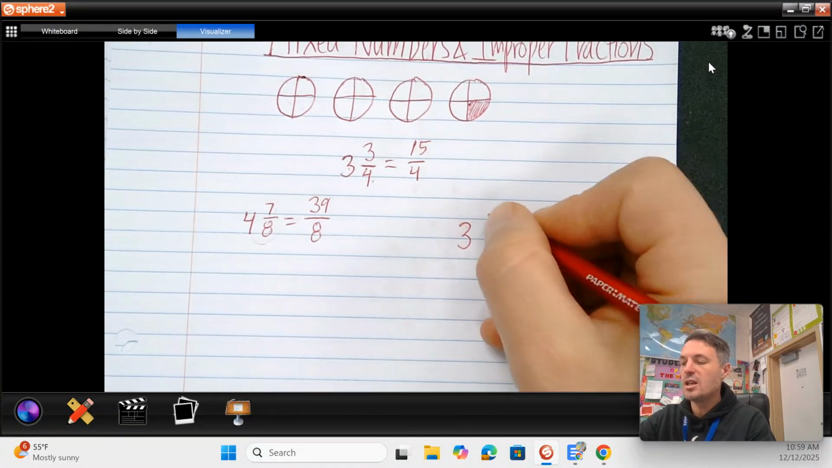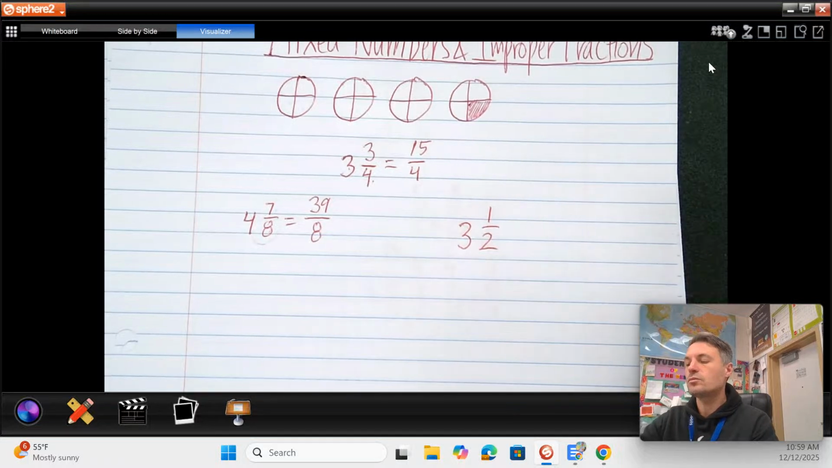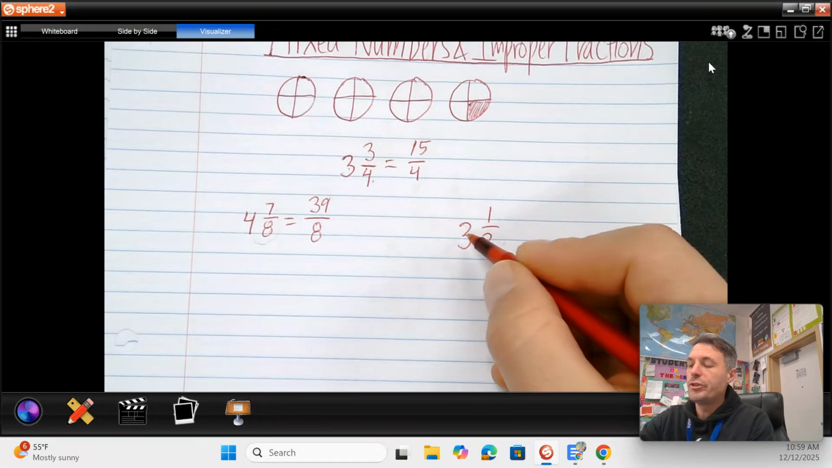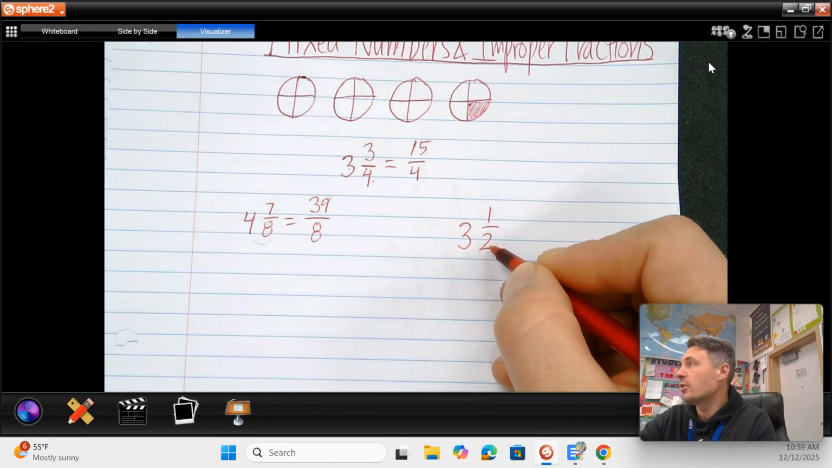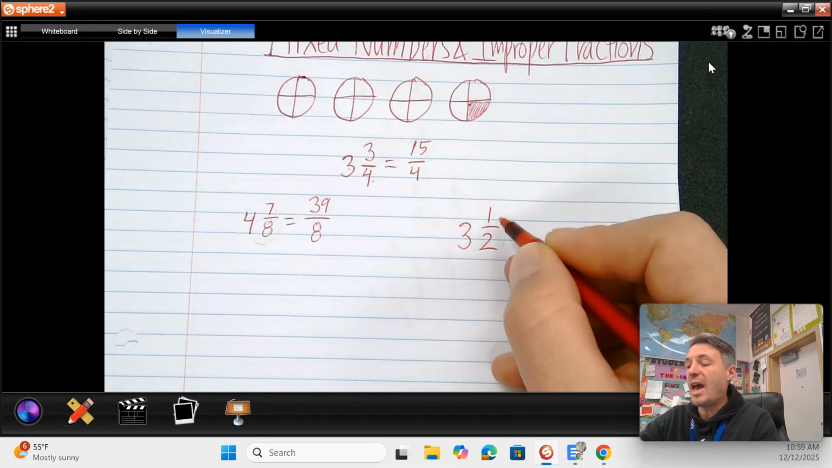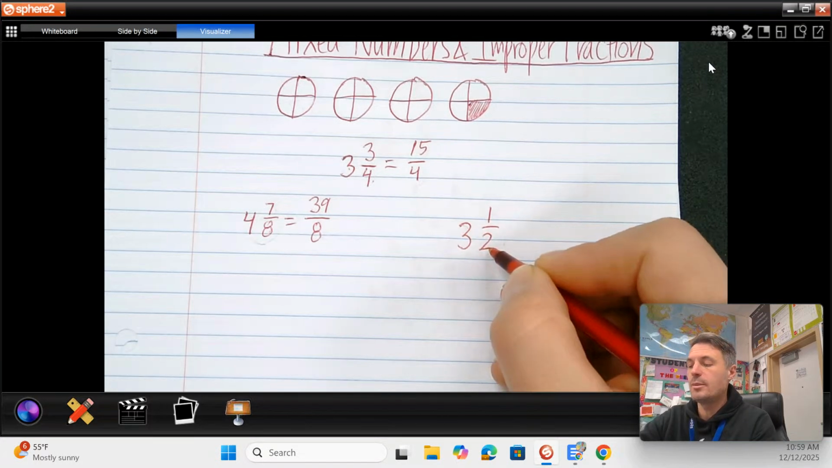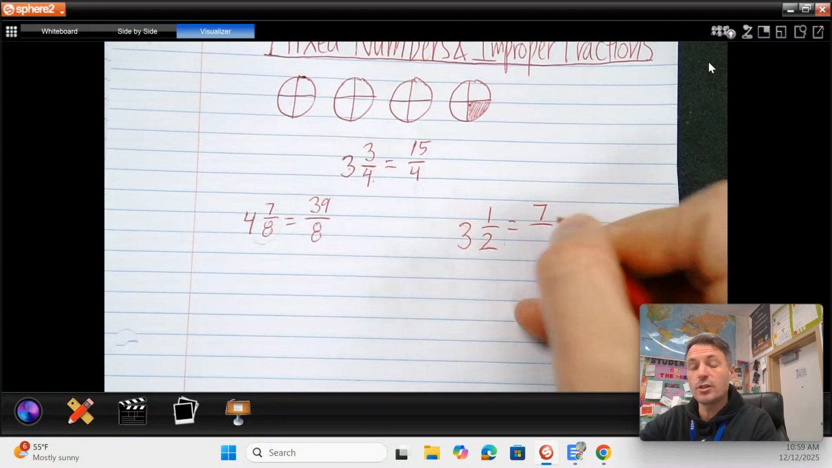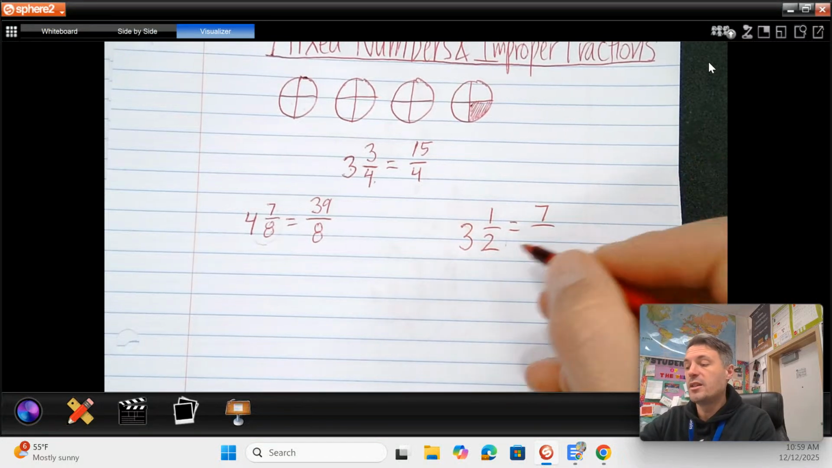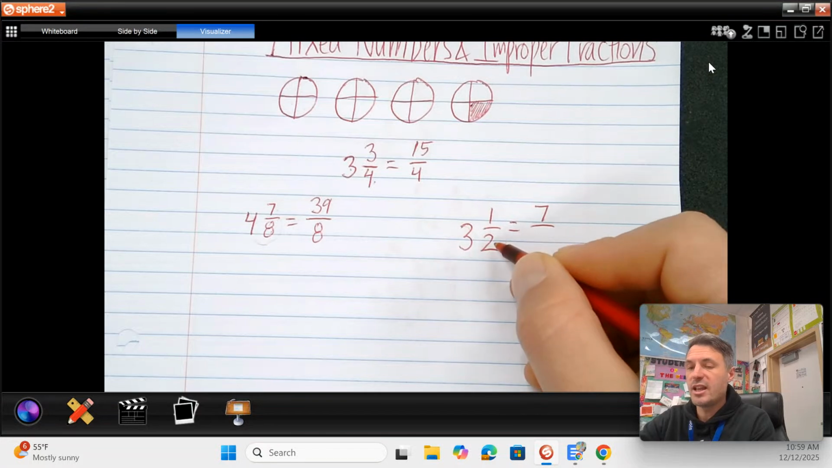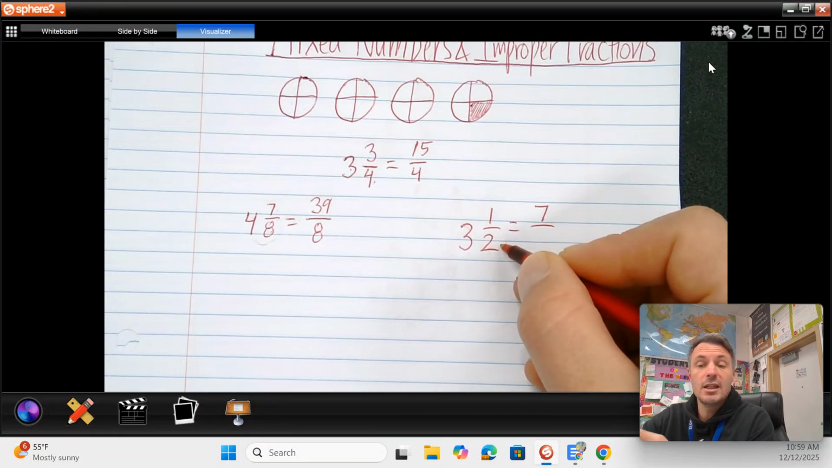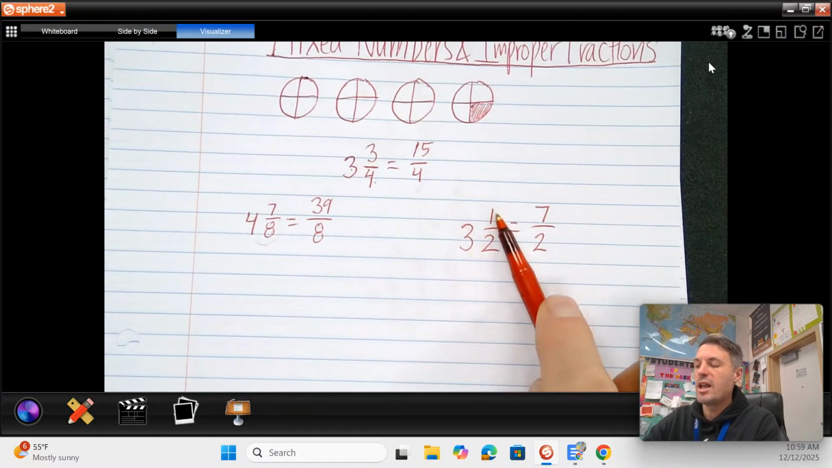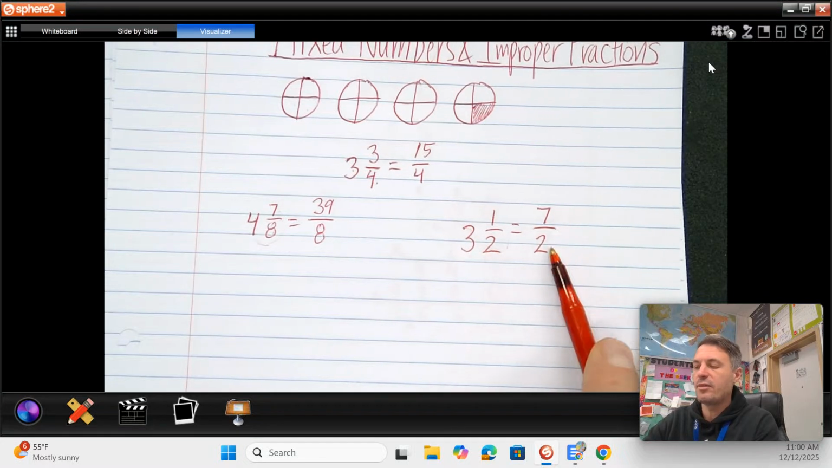Let's do another example. Let's say we have 3 and 1/2. How do you change this mixed number into an improper fraction? You multiply the whole number times the denominator, and then whatever answer you get, you add the numerator to that. So 3 times 2 is 6. Then you add 1 to that 6, and you get 7. That's your new numerator. And then the denominator in the improper fraction stays the same as whatever the denominator is in the mixed number. It's 2 right here, so it's 2 right here. So 3 and 1/2 means the same thing as 7/2.